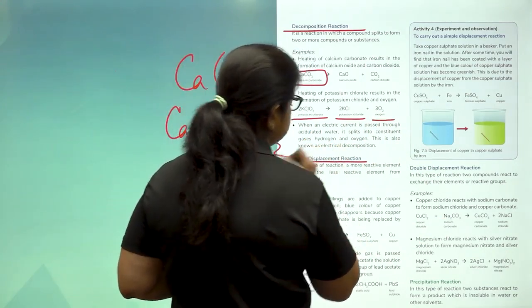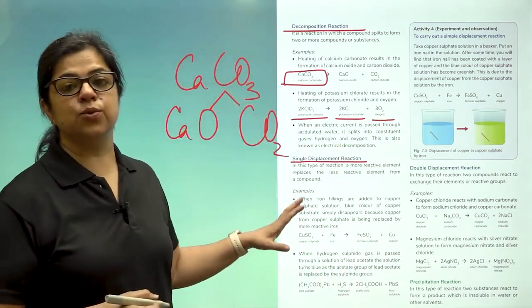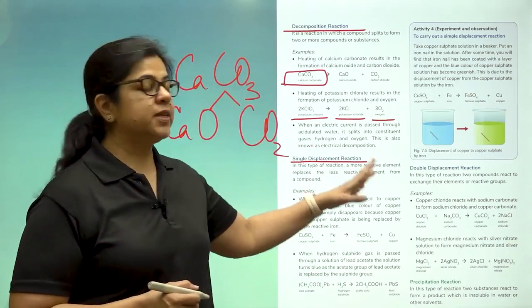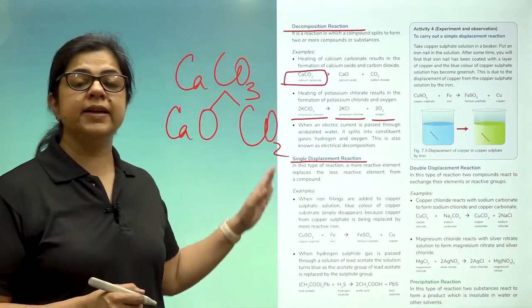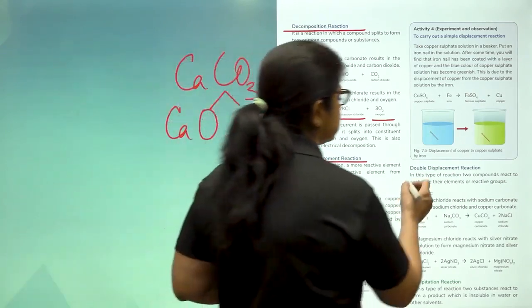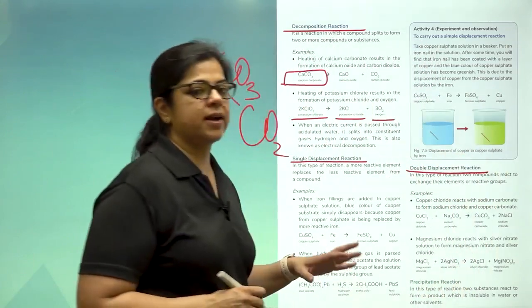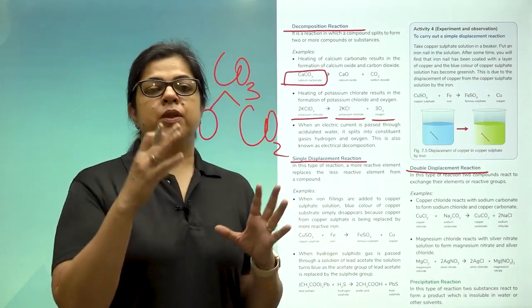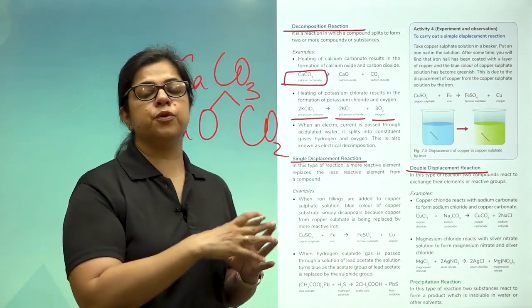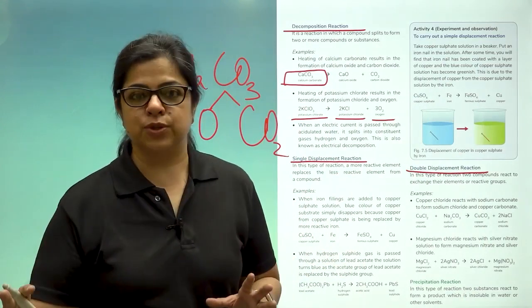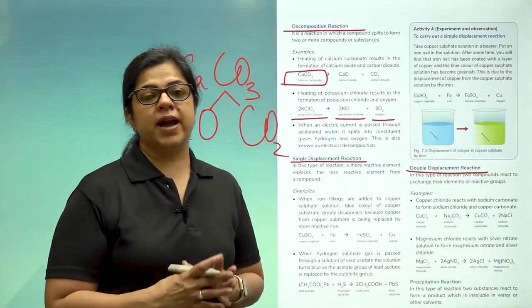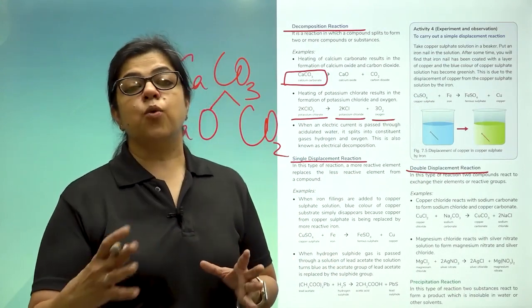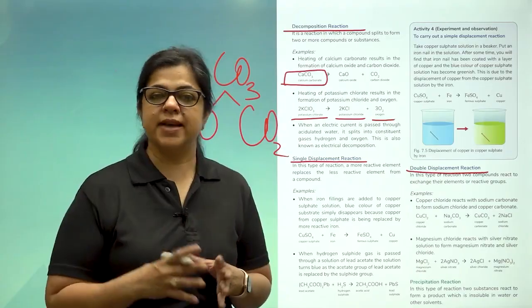Another reaction which is very interesting is known as a single displacement reaction, and in the same category also comes a double displacement reaction. So what is displacement? Displacement means when something is moved from its original position to a new position. Now how do these two reactions take place and what are the examples? Let us understand that now.